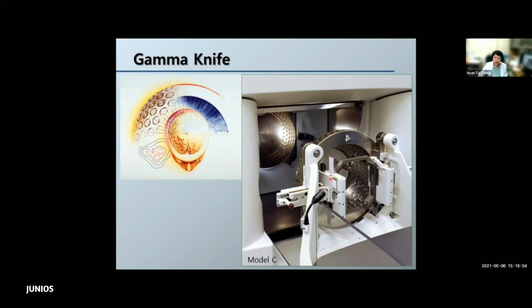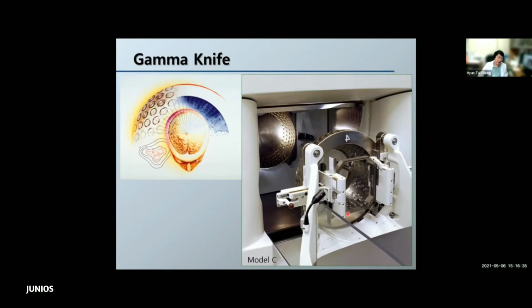So we fix the patient head here with the frame usually, and when we start the treatment, the couch moves in, and the primary collimator and secondary collimator match each other, and the radiation starts. After the radiation finishes, the couch moves out, and we remove the frame, and the patient goes home. It's a very simple procedure. This is model C.